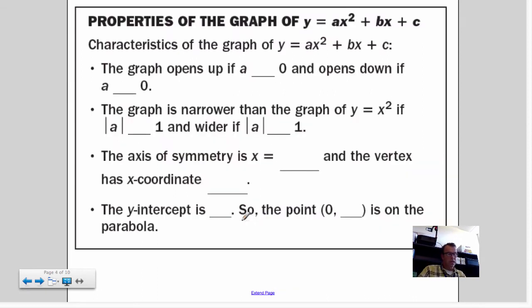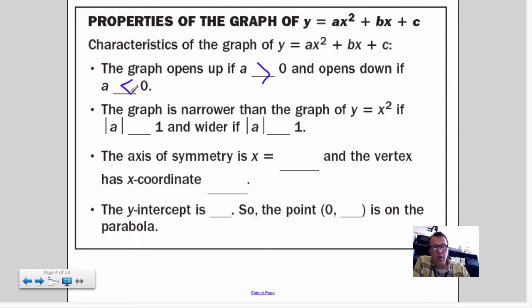Okay, so let's talk about some of the properties. Again, in standard form, the graph opens up if a is greater than 0, and we have a minimum. And if a is less than 0, it opens down.